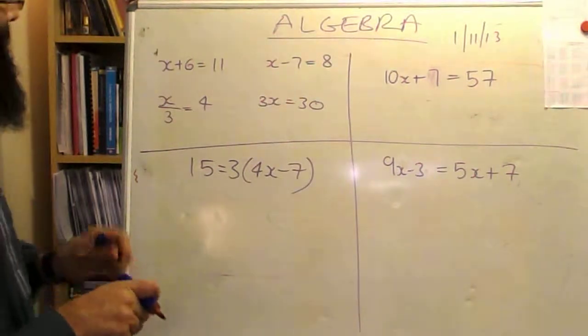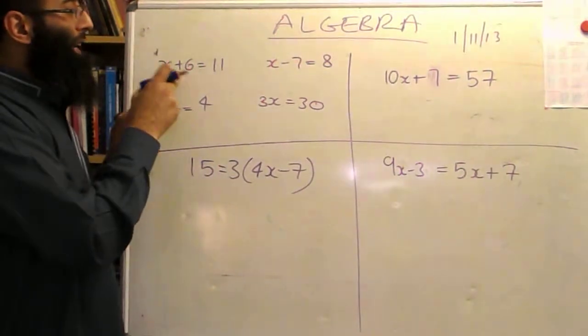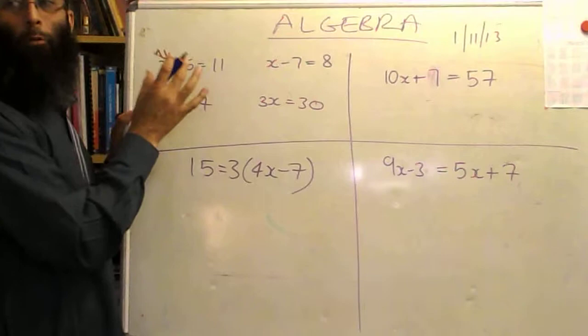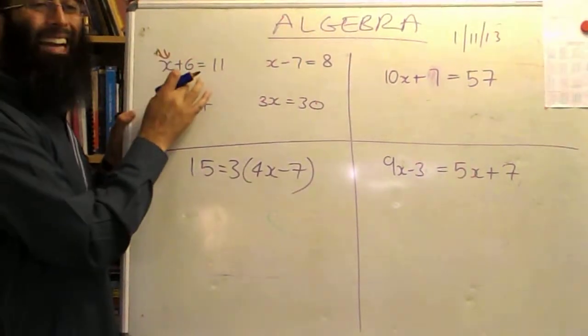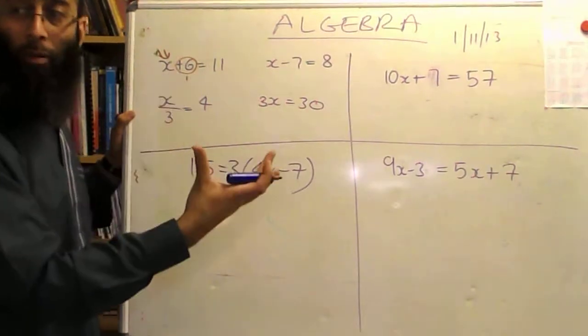So first of all, let's look at one-step equations. Let's look at the idea behind them. So we have x add 6 is equal to 11. So we always start with the x and we read the question. X has been added by 6. So we call this the first action. It's the first thing to be done to it.